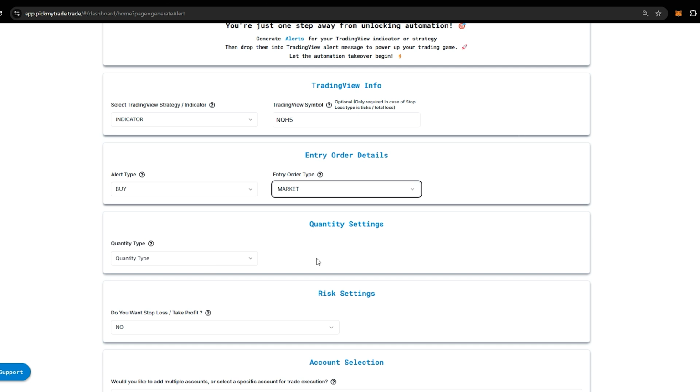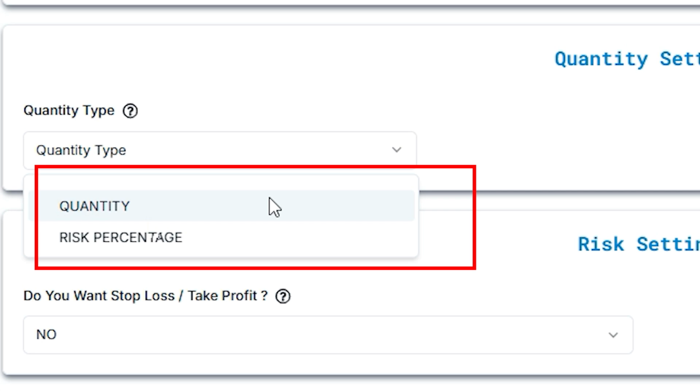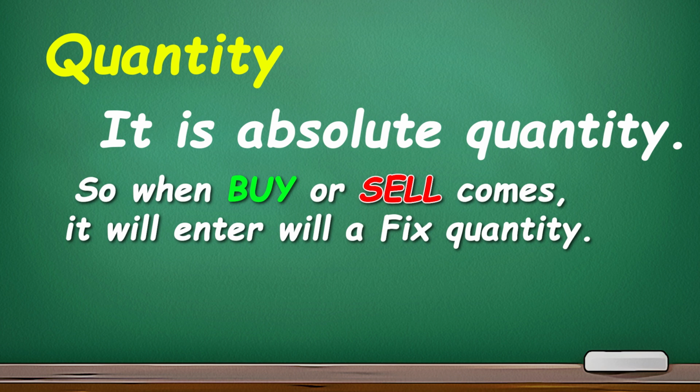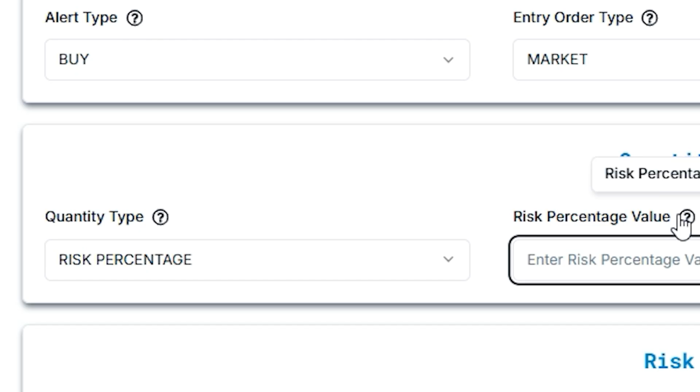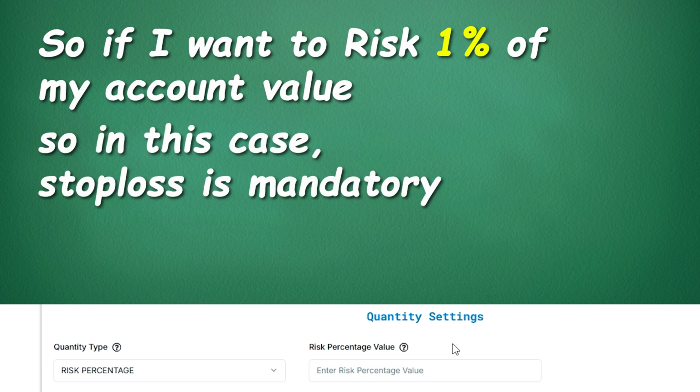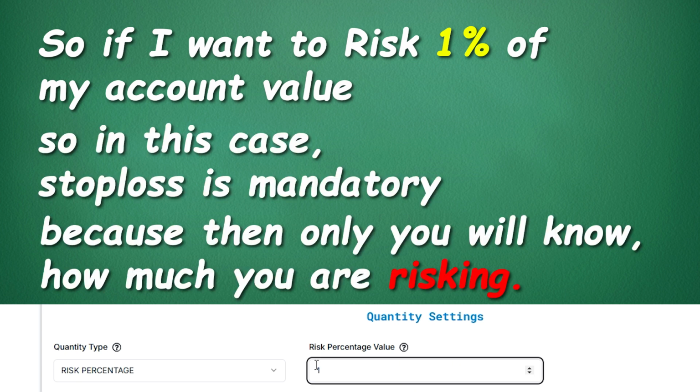Now, we will come to the quantity section. Here are two types of quantity type. One is quantity and another one is risk percentage. In the case of quantity, it is absolute quantity. So when buy or sell comes, it will enter a fixed quantity. Another is risk percentage. So if I want to risk 1% of my account value, in this case, stop loss is mandatory, because only then will you know how much you are risking.